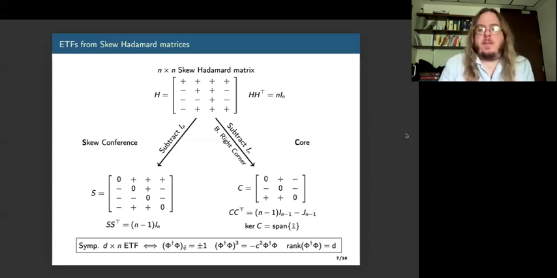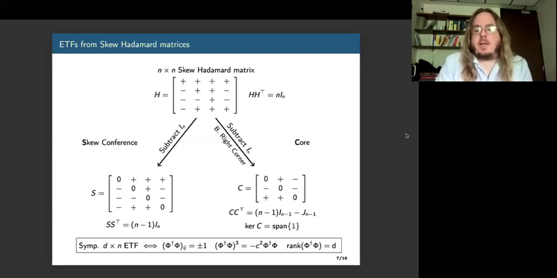Now from this, we can see immediately two of the conditions are satisfied. So we know that the off-diagonal entries are all plus or minus 1. That's pretty immediate. And this is a scaled orthogonal matrix. So necessarily, if this is going to be the Gram matrix of an ETF, its rank is n. So this ETF would be an n by n ETF.